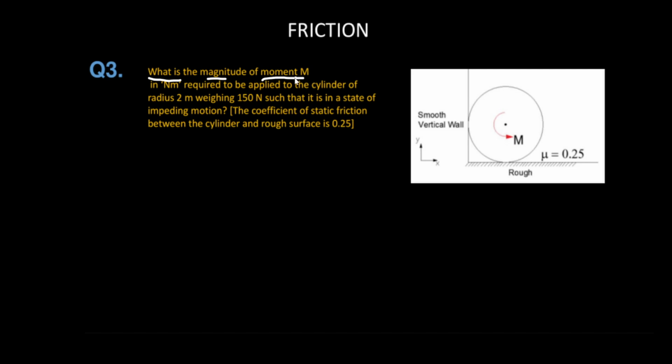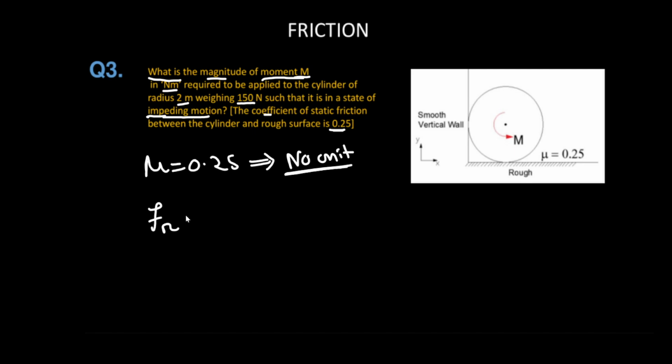See this question. What is the magnitude of the moment? He is talking about the moment magnitude in Newton meter required to be applied on a cylinder of radius 2 meter, weight 150 Newton, such that it is in the state of impending motion. Impending motion means at the verge of motion. The coefficient of static friction is 0.25. Mu is given as 0.25, with no unit. Even though it is rolling, since no unit of the coefficient of friction is given, the formula of rolling friction will be mu into N, not mu by r into N. It is simply mu into N.